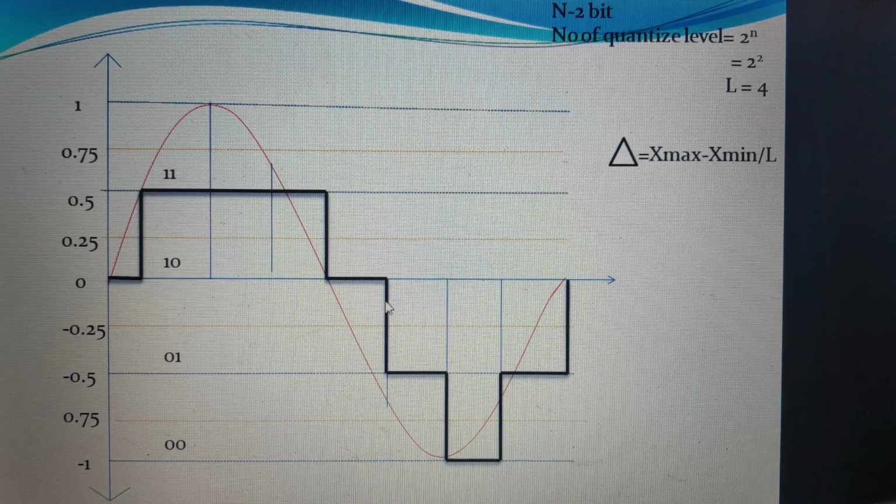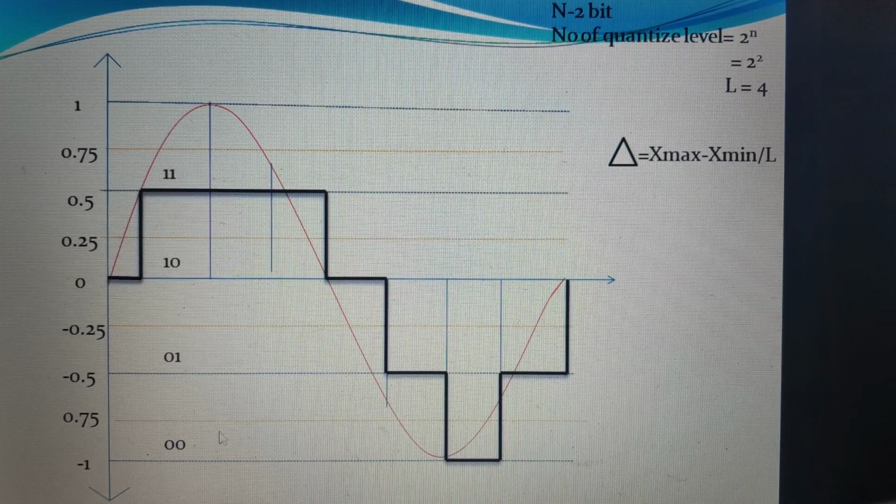So for the amplitude of 0.6 or something, the nearest quantization level will be minus 0.5. And for minus 1, you can see here the sample magnitude is minus 1. So for minus 1, the nearest quantization level is minus 1, because we have taken minus 1 as one of our quantization levels. So here it will be minus 1.